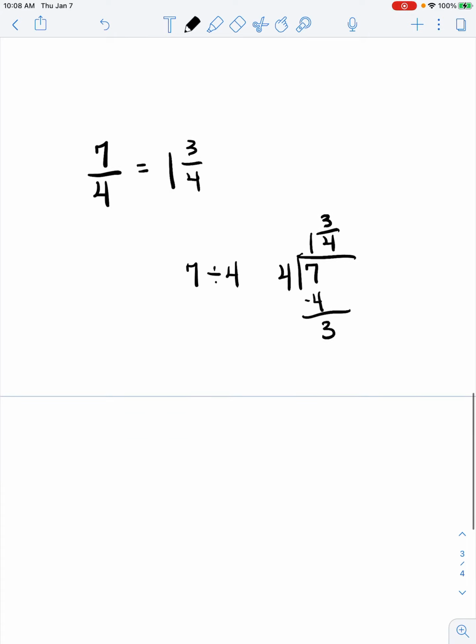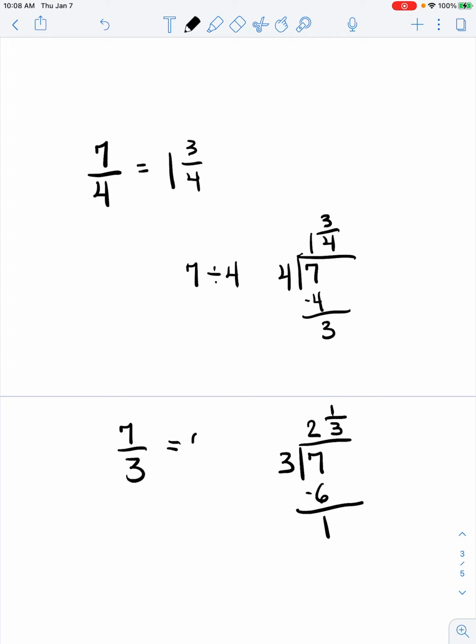Now let's take 7/3. 7/3 equals what mixed number? Well, that would be 7 divided by 3. 3 goes into 7 two times, and that's going to be 6, and I have 1 left over. That 1 remainder becomes my numerator. I have 1 left out of the group size that I'm making, which in this case is 3. So that would be 2 1/3.